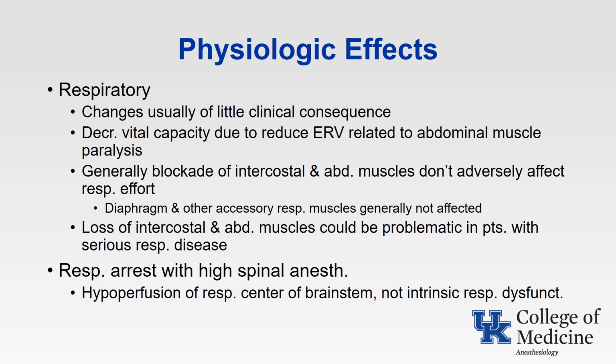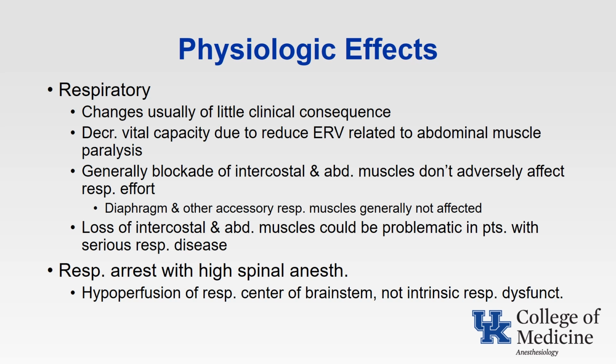However, the blockade of the intercostal and abdominal muscles that can occur with a neuraxial block will generally not adversely affect respiratory effort. Essentially, the diaphragm and other accessory respiratory muscles will not be affected by your neuraxial block. It'll be primarily your intercostal and abdominal muscles that will be blocked. It's important to understand, though, I said in most of our patients it will be of little clinical consequence.